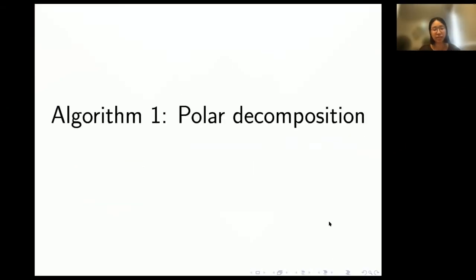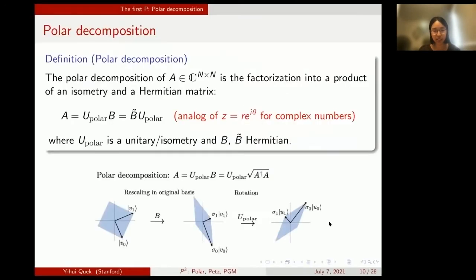So the first algorithm we're going to look at is called the polar decomposition. I'll just introduce what the polar decomposition is. Let's say that I'm given some arbitrary complex matrix again. We assume that it's square for simplicity. It's the factorization of this complex matrix into a product of an isometry, or we can think of that as a unitary U polar, and a Hermitian matrix B. And this is kind of like the analog of z equals r e to the i theta for complex numbers. So the polar decomposition is related to the more familiar singular value decomposition.